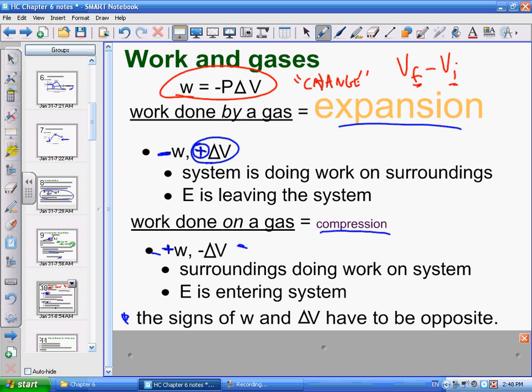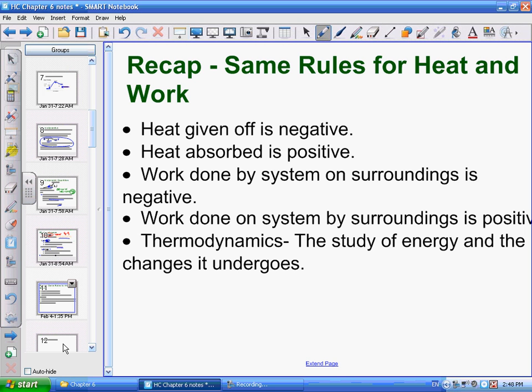Okay? So this is a little bit confusing. So as we go on in the chapter and as we work out some of these details of whether work is being done on a system or by the system, we'll get a little bit more practice on how to deal with that. Okay, this is a slide. You guys can take a look at this on your own. Heat is being given off as negative, heat absorbed as positive. Go ahead and take a look at this. You can pause the video here to write this stuff down or to contemplate it. I'm going to keep moving.